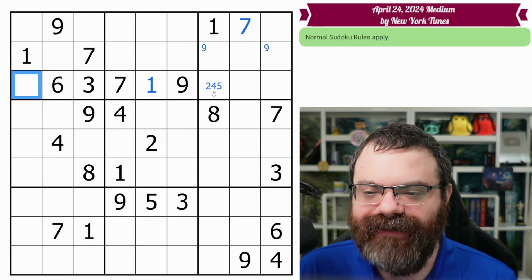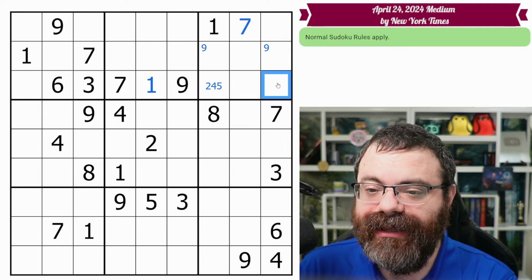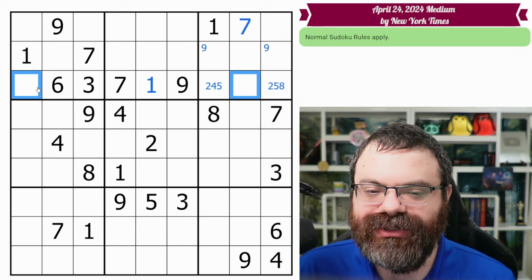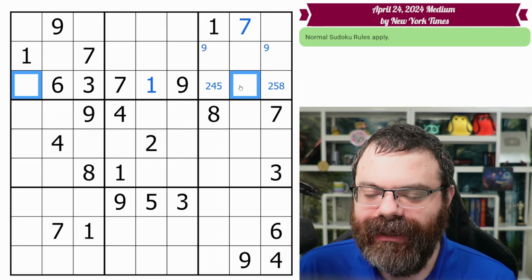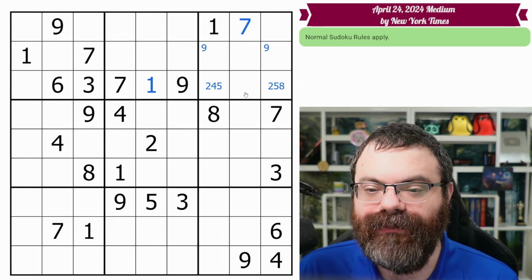We need 2, 4, 5, 8 in this row. This cell can't be 4. So this is also down to 3 candidates, so I'm going to put 2, 5, 8 in there. These two are both just 2, 4, 5, 8. They can be any of them. So I'm not going to mark them because that's 4 in a cell and that's too many. I don't want to mark anything with 4 left.